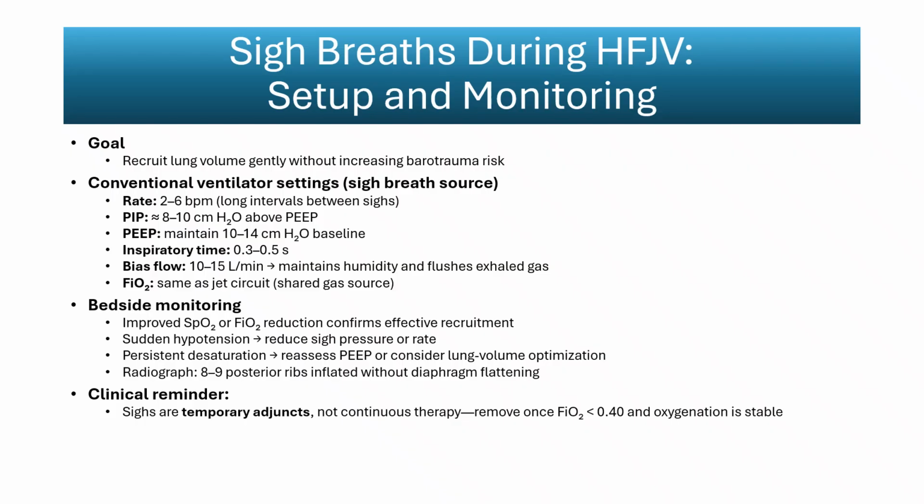Falling blood pressure, asymmetric expansion, or hyperinflation on imaging signals excessive pressure, and the need to reduce sigh intensity or rate. Persistent oxygen need despite sighs suggests unrecruited regions that require higher baseline PEEP or reevaluation of overall lung strategy.